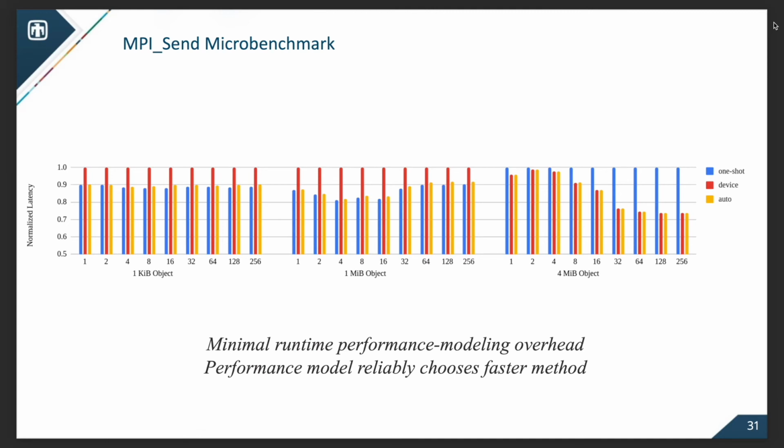But by evaluating the performance model, we can discriminate between these two accurately, even when the performance between the one-shot and the device is quite close together. So as you can see there on the right in the 4 megabyte size. And this includes the time that it takes to evaluate the performance model itself.